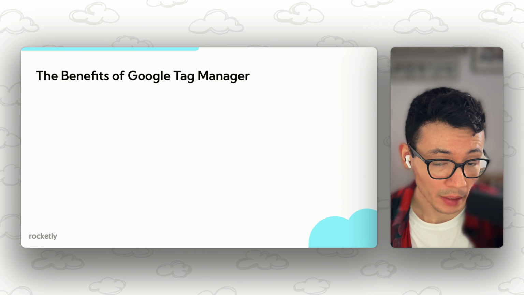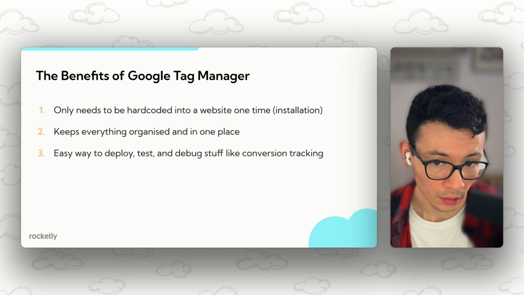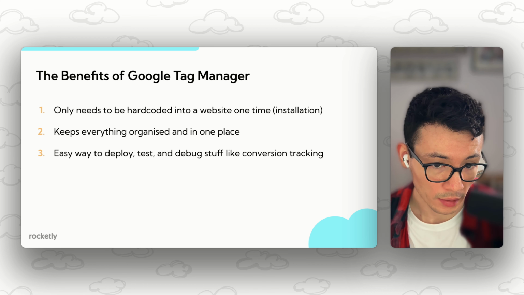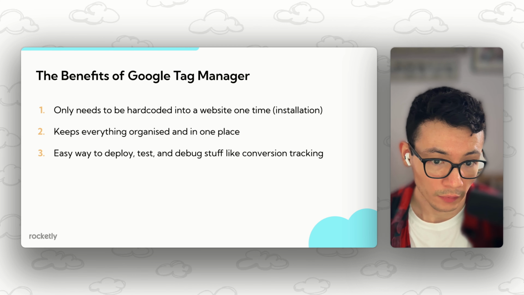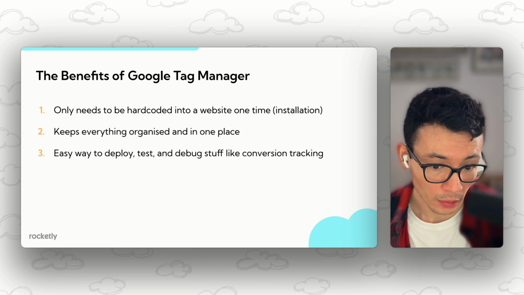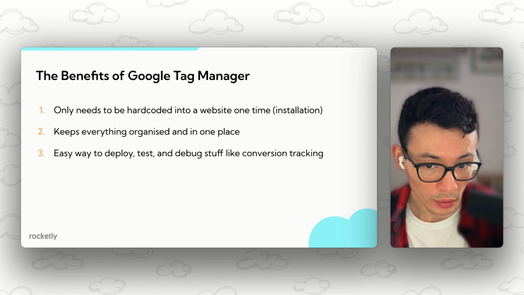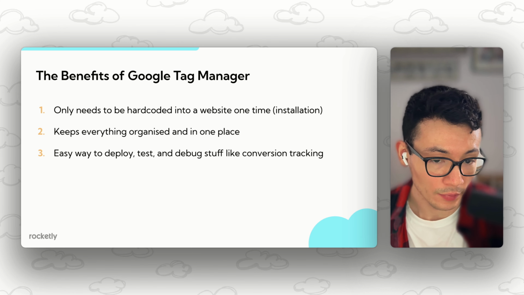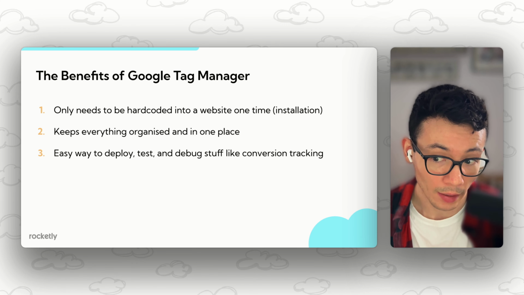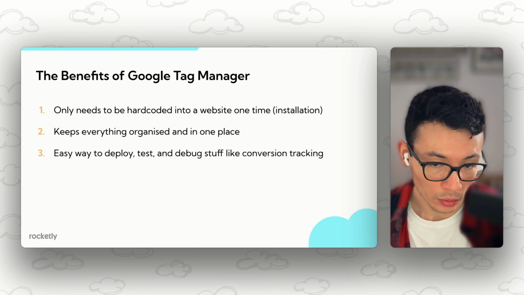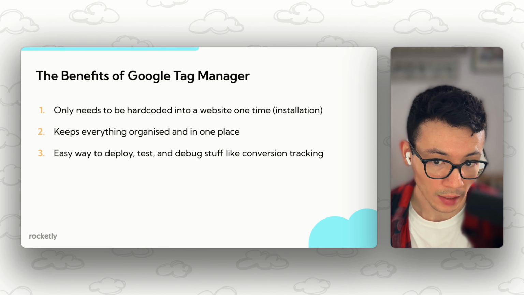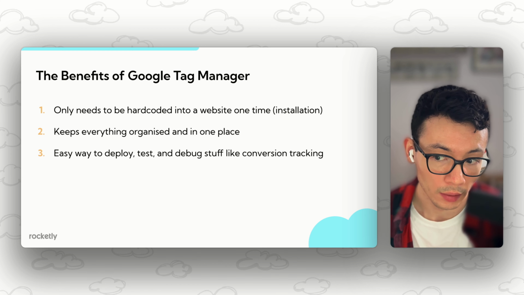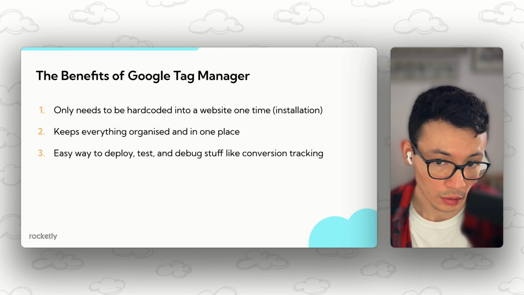What exactly are the benefits of Google Tag Manager? So Google Tag Manager only needs to be hard-coded onto a website one time. If you ask a developer to install it on your behalf, they can do that for you. And then once they've deployed Google Tag Manager, you can deploy whatever tags, triggers, and variables you need without having to directly go through a web developer every single time. So once you've installed it, it's kind of out of the way, and you can have full control over what you deploy into a Google Tag Manager container.